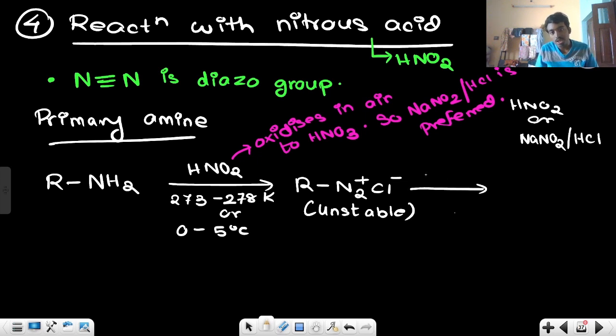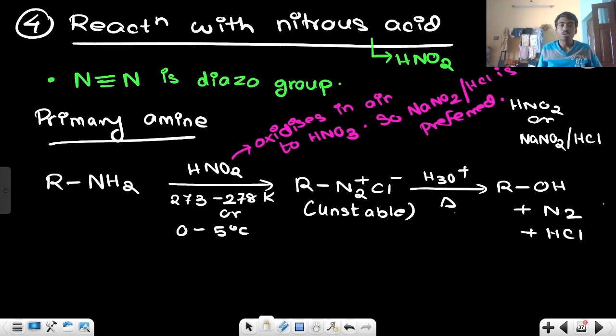So if we perform any sort of hydrolysis on this, then alcohol is formed, nitrogen will be evolved, and HCl will be reformed. Clear? So if it is a 1 degree amine, then despite giving the required conditions for diazo reaction, it will form an unstable diazonium chloride, which upon heating releases nitrogen and alcohol is formed. So remember, when you have to form an alcohol from a primary amine, you can use this reagent for the conversion. Primary amine on treatment with nitrous acid gives alcohol, nitrogen evolves. Clear?